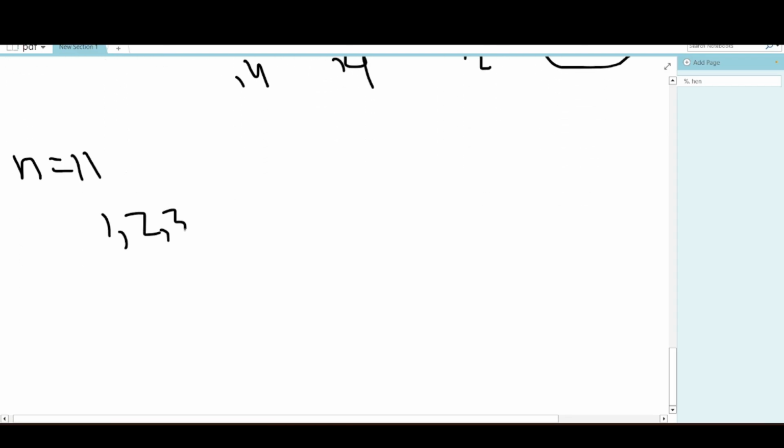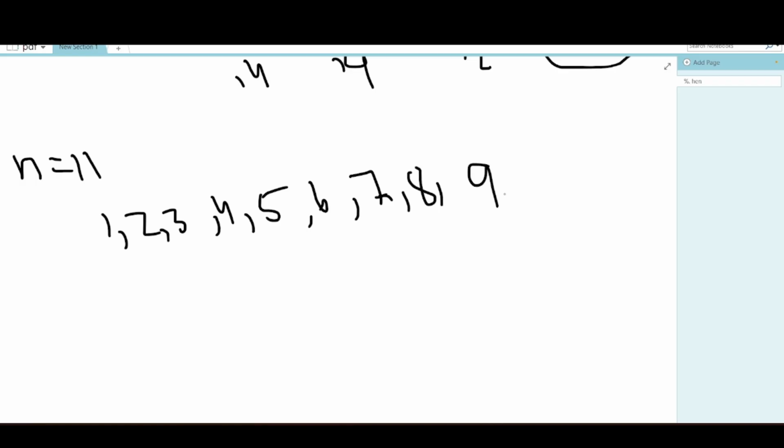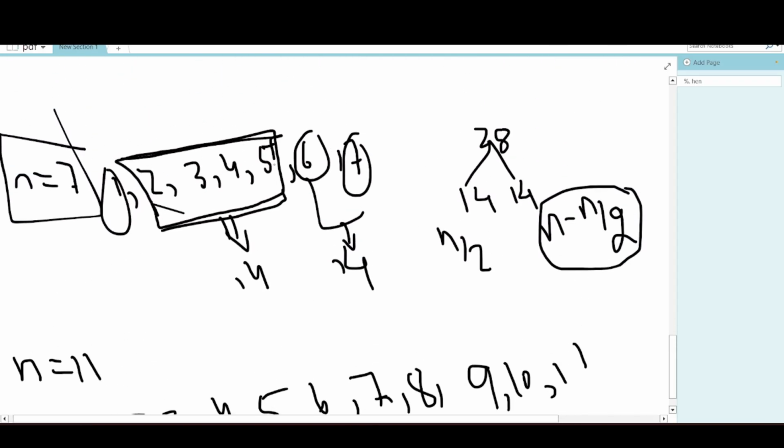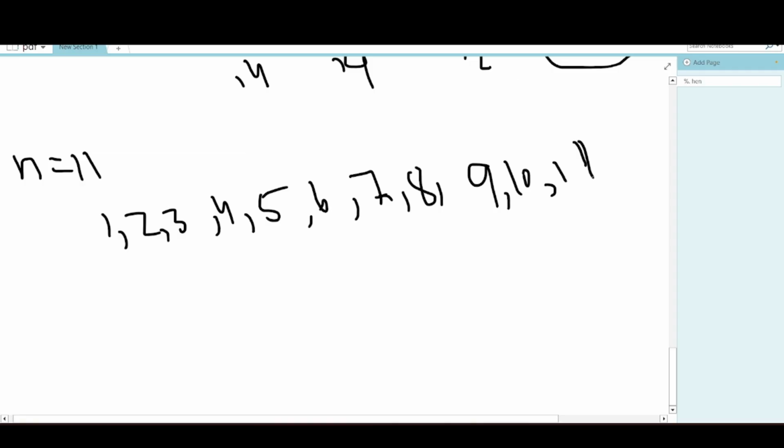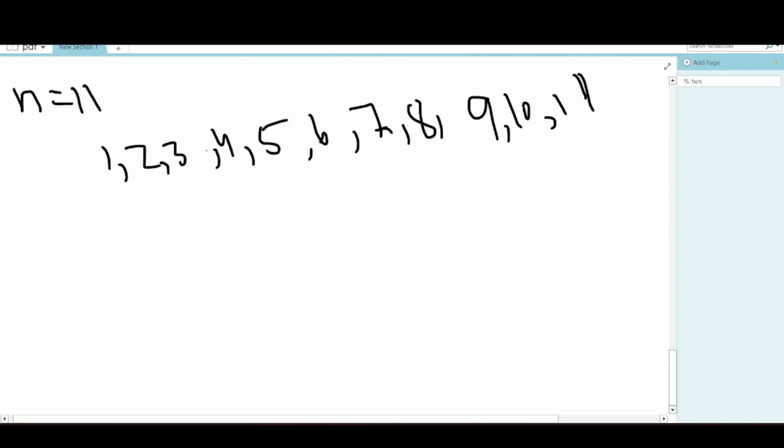So 1, 2, 3, 4, 5, 6, 7, 8, 9, 10, 11. Now you must be thinking how I got that these four elements are giving me the sum as 14. So this comes with practice, and the more problems you practice, the more you will also be able to see such types of patterns in the number series. So for 11, let's calculate the total sum, 11 into 12 by 2. So this is 66. That means each set must contain the sum 33.